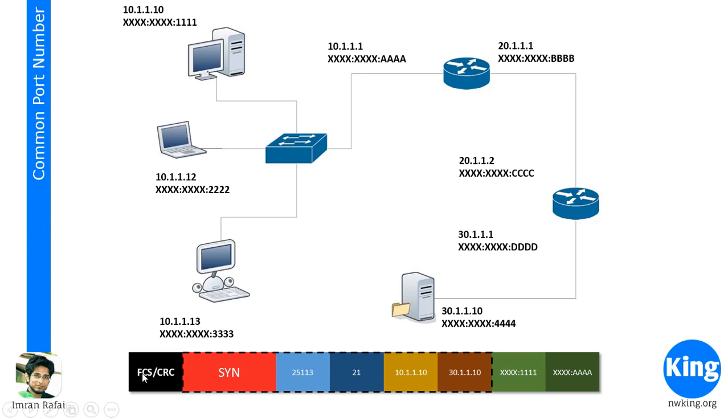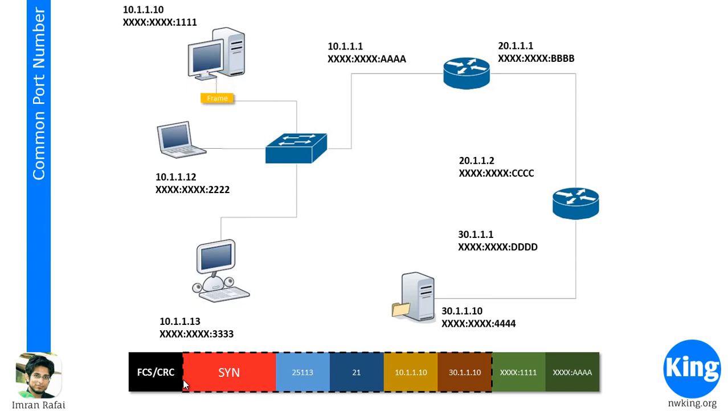So you have an FCS. FCS is frame check sequence, or CRC, which is cyclic redundancy check. Some people say FCS, some people say CRC, so I've put both there, but it's just a hash value. That's all it is. It is there to make sure that whatever data is coming through the network is error free, right?